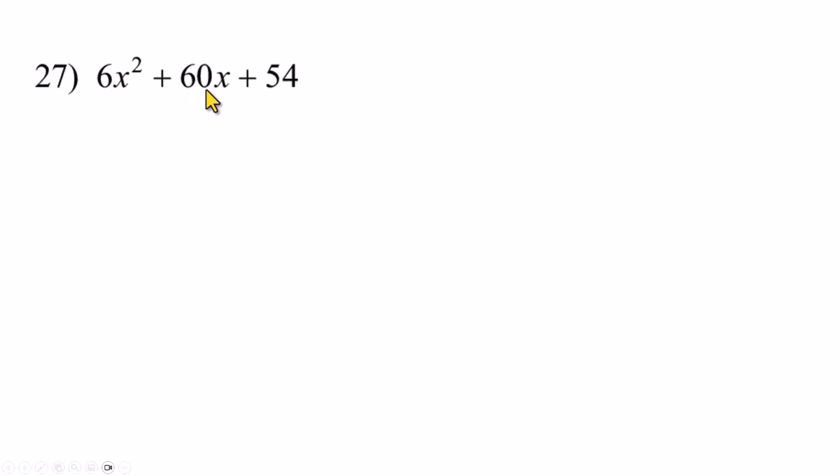So look at all 3 of these terms. They all can be divided by something. You should always start by looking at that to see if there's something you can pull out. And I can see I can take a 6 out of all of them.